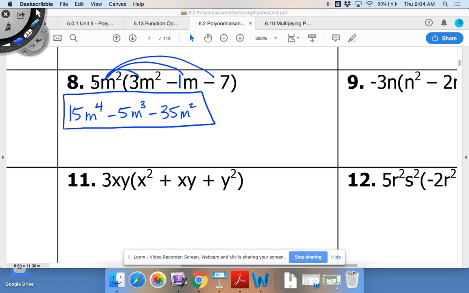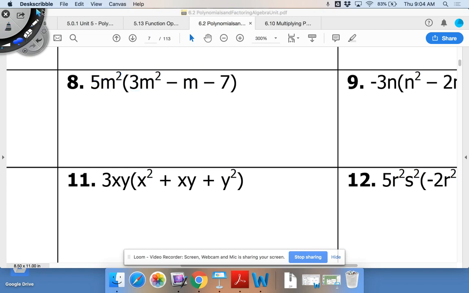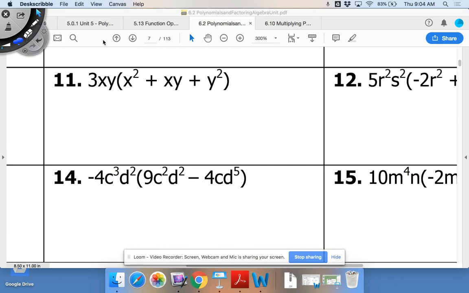So directly below that, number 11. So we're going to distribute 3xy to everything. So we're going to notice that there's no number in front of x squared, so it's kind of like a 1. So 3 times 1 is 3. I have xy times x squared. So this x has an exponent of 1. So how many x cubed? x cubed? Good job. And then I still have the y there. x cubed y.